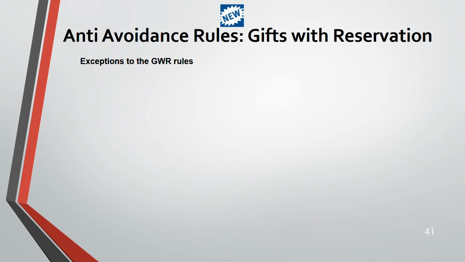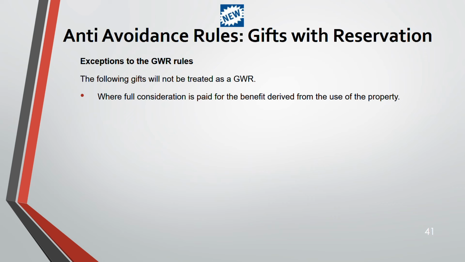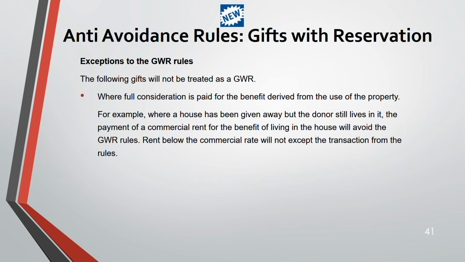Now, there are exceptions to these gift with reservation rules. And this is the last part. With this, we are going to summarize the lecture. The following gifts will not be treated as gift with reservation: where full consideration is paid for the benefit derived from the used property. For example, a house has been given away, but the donor is still living in it, and he's paying the commercial rent for living in that house. Then it will not be a gift with reservation. Rent below the commercial rate will not except the transaction from the rules.